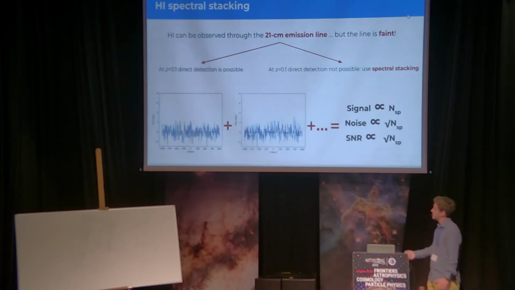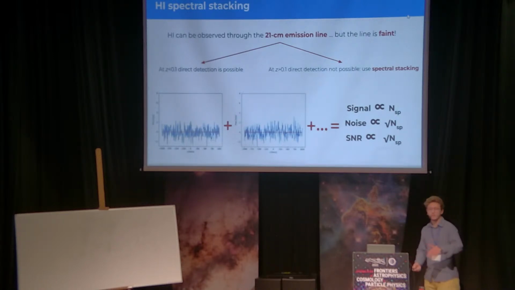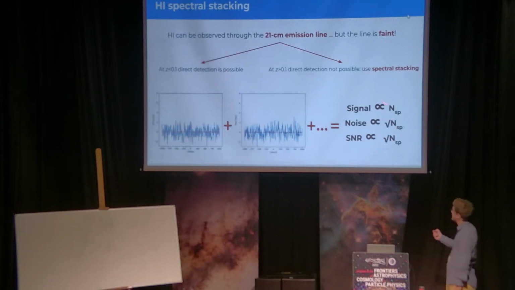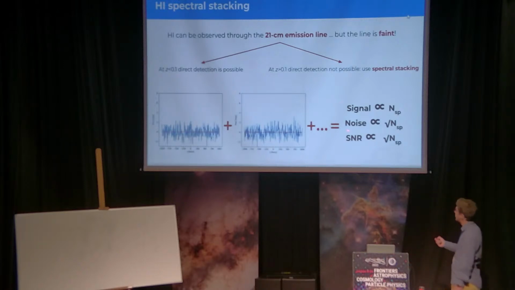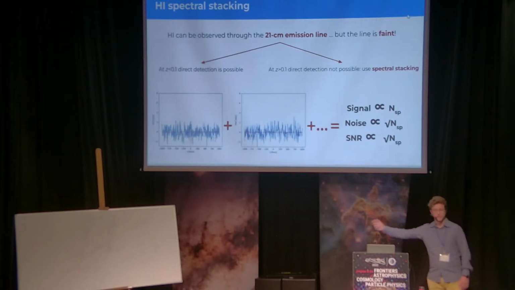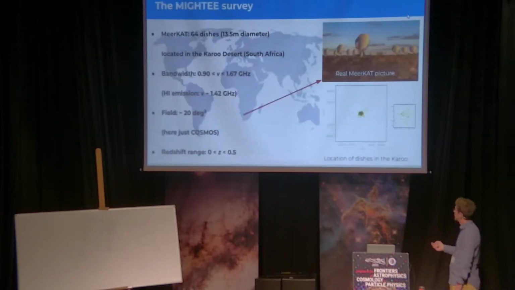Spectral stacking is one of these. It's very simple. One starts with the individually undetected spectra, shifts them to the rest frame, and coadds them. Since the signal grows linearly with the number of spectra and the noise with the square root of the number of spectra, if one divides the two quantities, one gets the signal-to-noise ratio growing as the square root of the number of spectra. And in the end, one ends up with something magical like this.